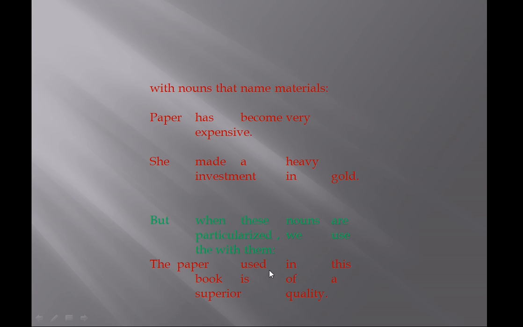But when these nouns are particularized, that means particularly indicated, then we can use the with them. For example, the paper used in this book is of a superior quality. Here the paper is not normally the name of a material. It is particularly mentioned. One particular paper is mentioned here. That's why the should be used here.